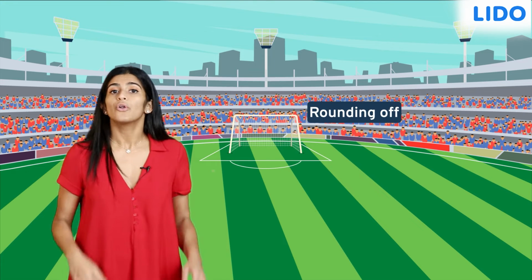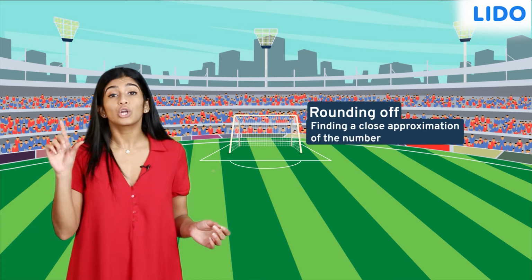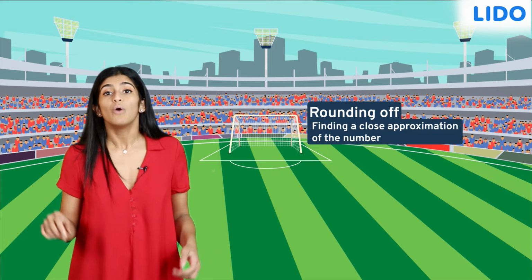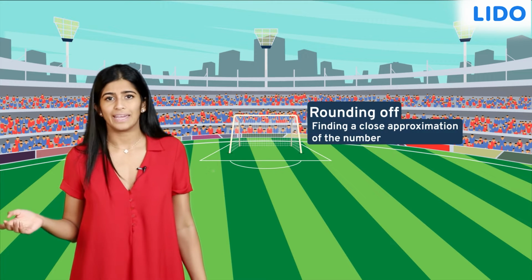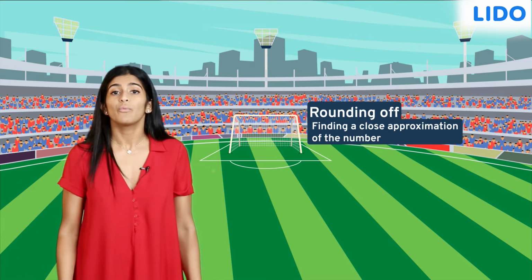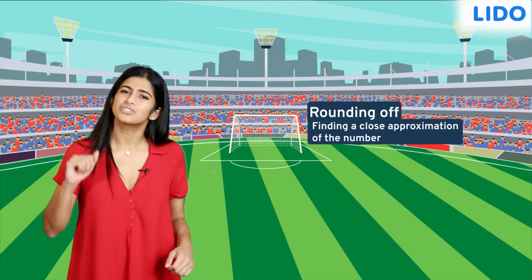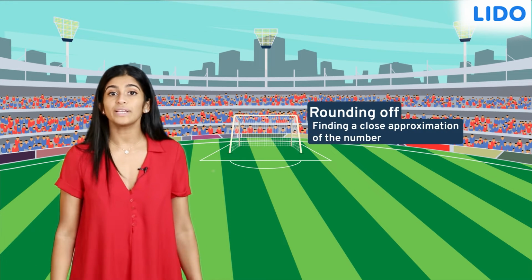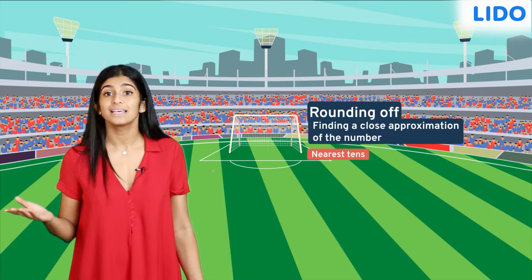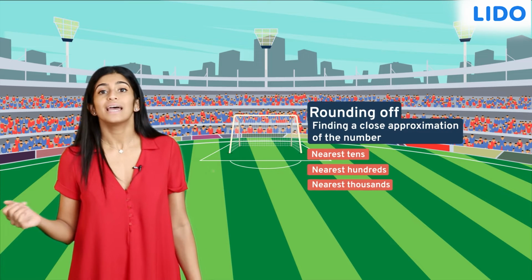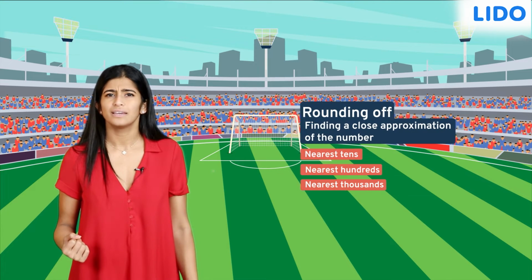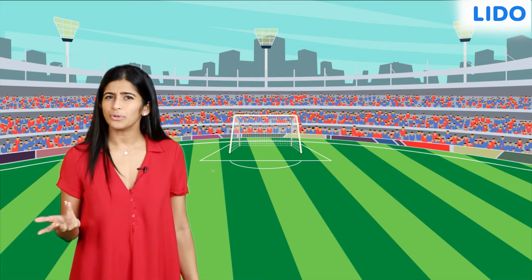In mathematics, rounding a number means finding a close approximation of the number, which is easier to report or communicate. We round off numbers when a precise value is not required, and a roundabout value works just as well. A number can be rounded to the nearest tens, hundreds, or thousands, depending on the need of accuracy. But how do we round off the numbers? There are just three simple steps.